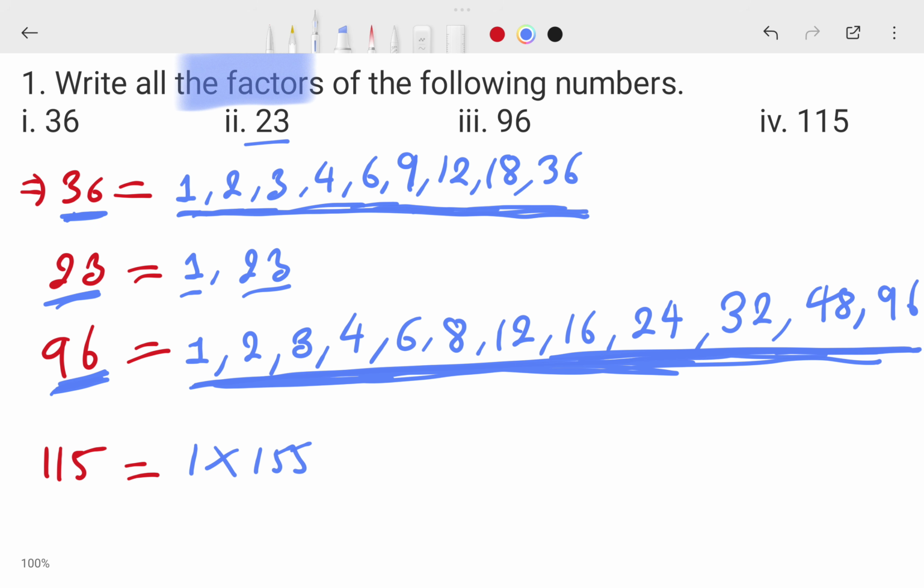In 3 table is it there? No, it is not there. 4 table, is it there? No, it is not there. In 5 table is it there? Yes, 5 table it is there. How many times is it there? 5 table. So 5 into 23, you can write like that also.